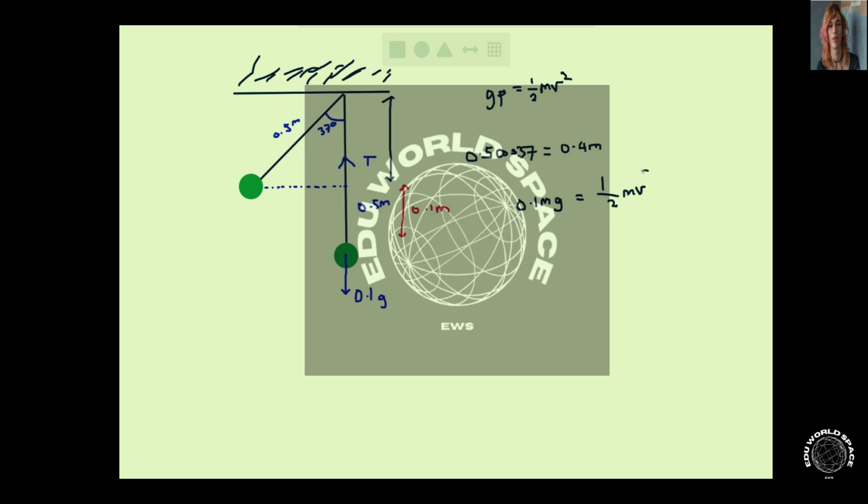mv squared. Cancelling out the m's here and rearranging for v squared, we can see that v squared is equal to 0.2 g. Therefore, v squared is equal to 1.98.